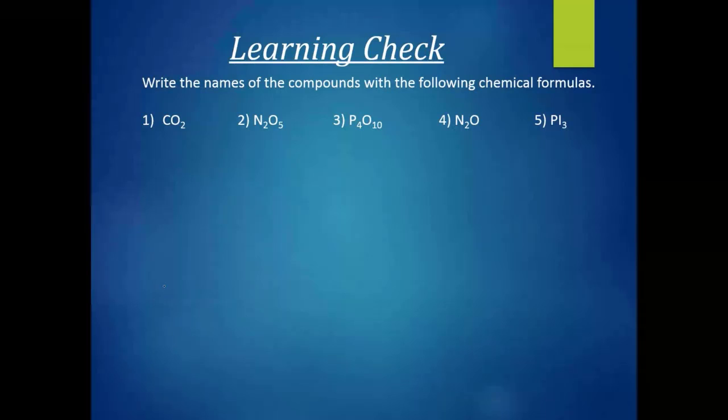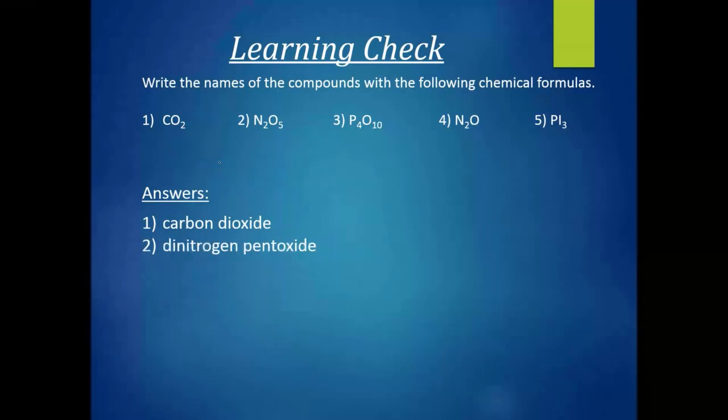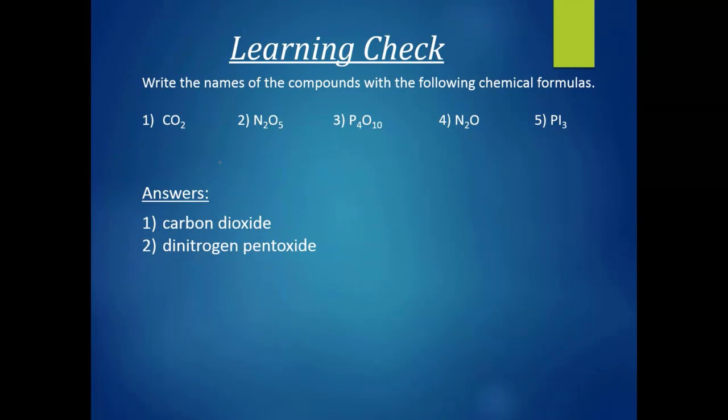All right, now let's do a little bit of naming. So what would be the name of this first compound? Carbon dioxide. You got it, carbon dioxide. So that's an easy one. What about the next one? Dinitrogen pentoxide. Dinitrogen pentoxide. What about P4O10? Tetraphosphorus dioxide. Tetraphosphorus what? Decoxide. Yeah.